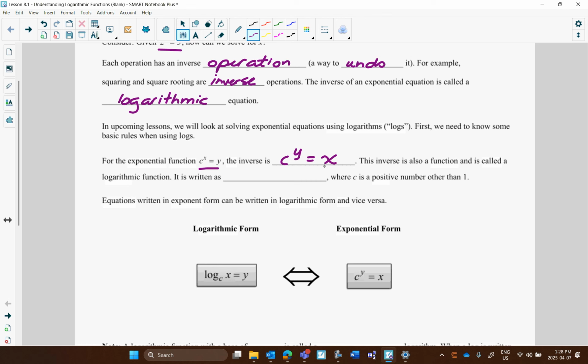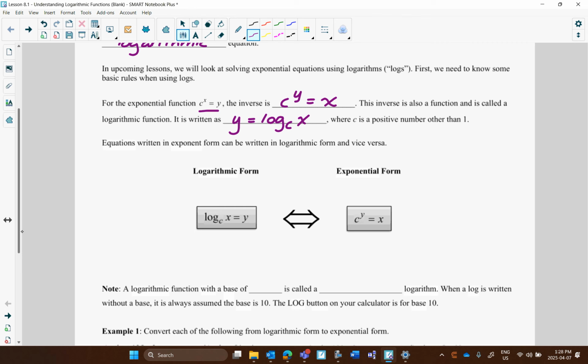To solve for y, we actually have to take the log of the base c of x. And c has to be a positive number other than 1. Okay, we can't use negatives, we'll see that. Okay, we can't use 0. So how do we practice going from exponential form to log form? So these two are inverses of each other.